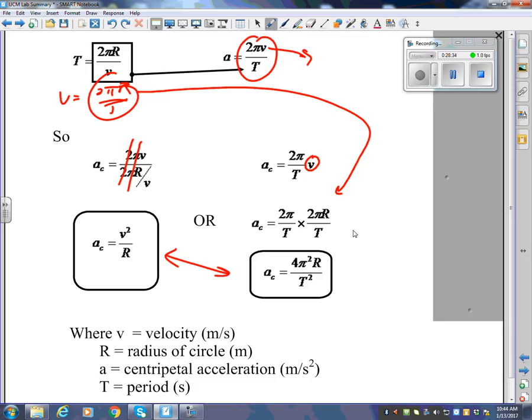Now, please note, this is important. Area of a circle, pi r squared.